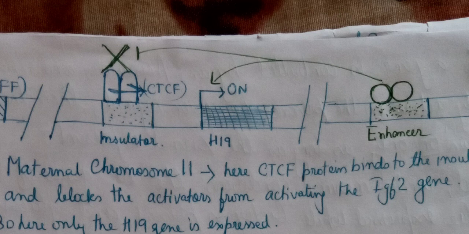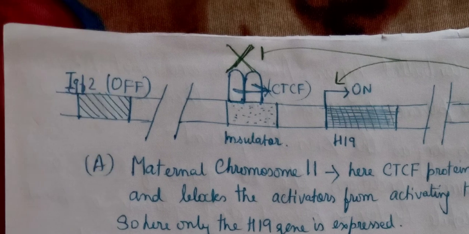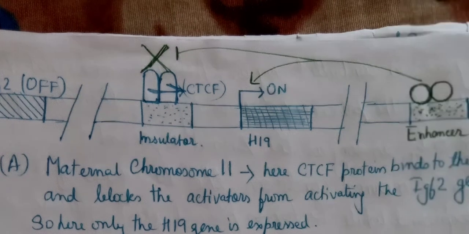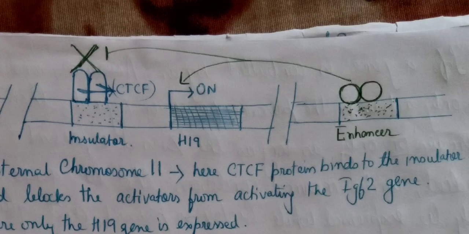Okay, so we'll talk about this. The simplicity I am talking about is that CTCF binds to the insulator and prevents the activator, which is binding to the enhancer, from expressing the IGF2 gene, while it allows the expression of the H19 gene. This was in the case of the maternal chromosome, right?